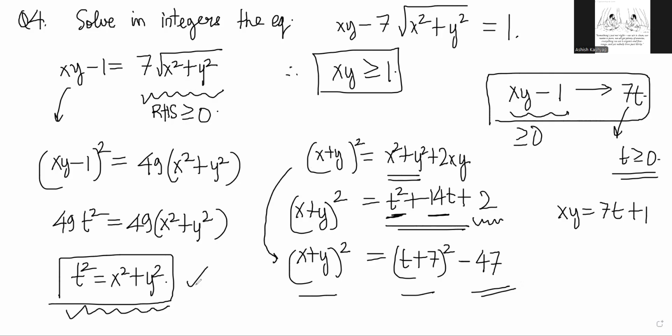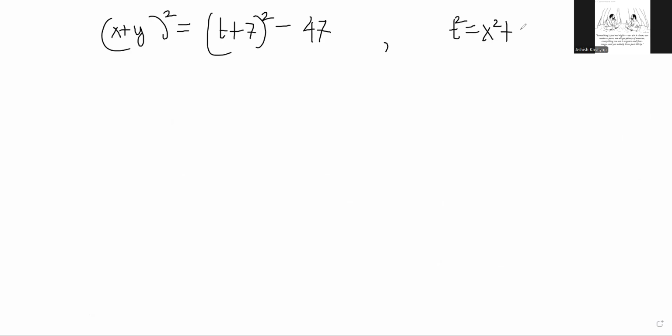Because this condition itself is not sufficient for us to find both x and y. This is just one condition. We need another condition to solve it, right? So now I got another condition by looking at (x plus y) whole square, and I will do it on the next screen. So I have (x plus y) whole square is equal to (t plus 7) whole square minus 47. And I also have t square is equal to x square plus y square.